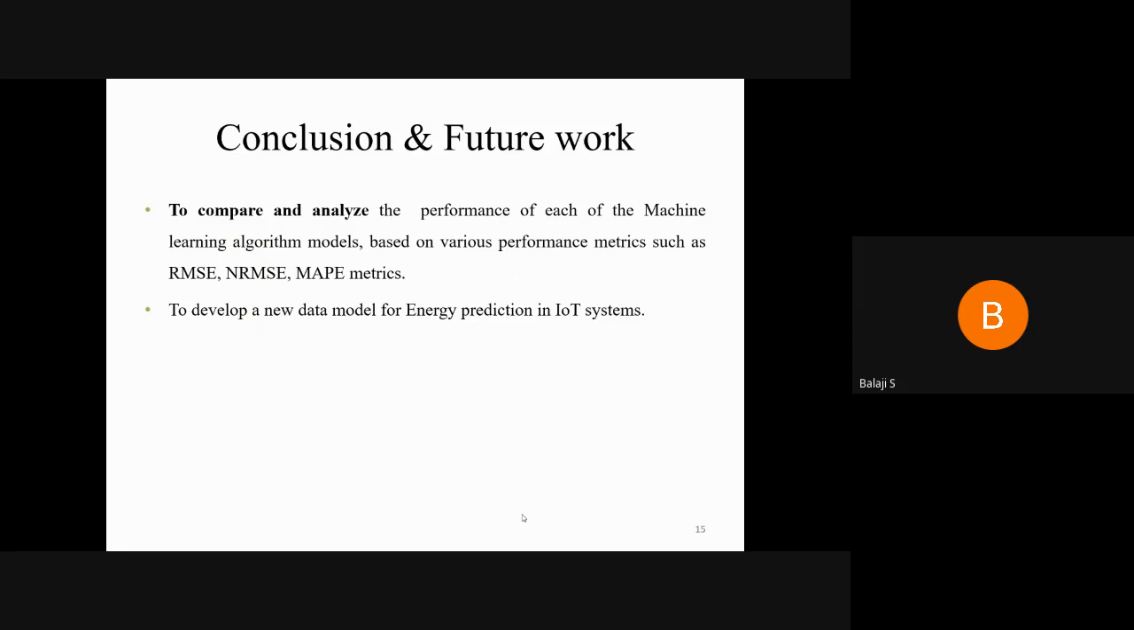Conclusion: to compare and analyze the performance of each machine learning algorithm, models have been evaluated by considering certain performance metrics, RMSE, NRMSE, MAPE, to develop a new model based on these outputs. A new model can be developed which performs at a satisfactory level in predicting our required energy.